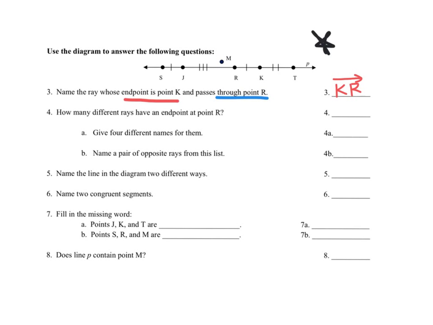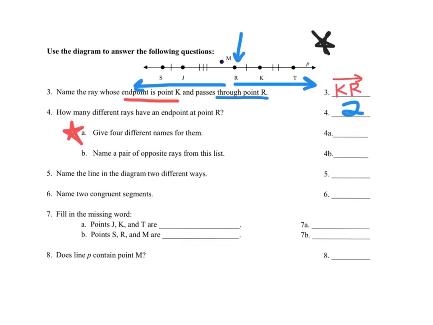Okay, moving on. Number 4, how many different rays have the endpoint at R? Well, it depends on how you look at it. R is right here where I just drew that arrow, and we definitely have one ray going to the right, so that goes through K and through T. There's one going in the opposite direction. Technically, guys, there's only 2 rays. One that's going to the left, one that's going to the right, but there's a ton of different ways to name them. It says give 4 different names for them.